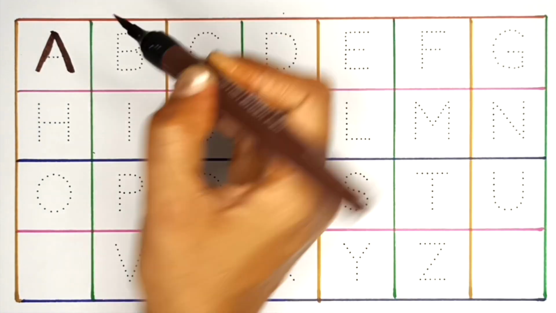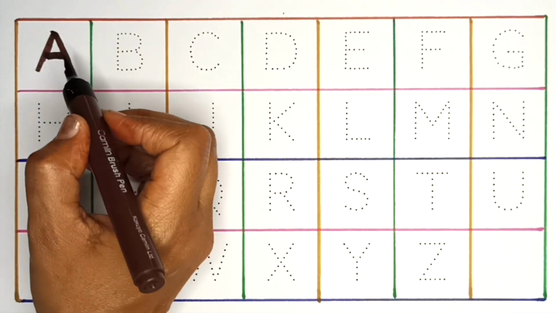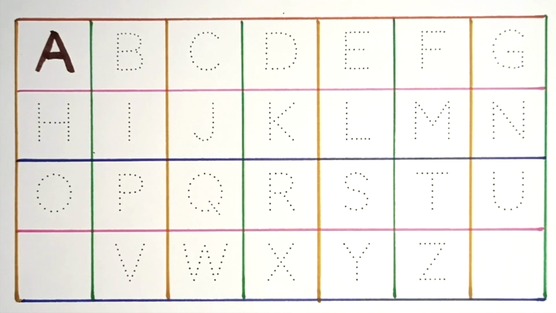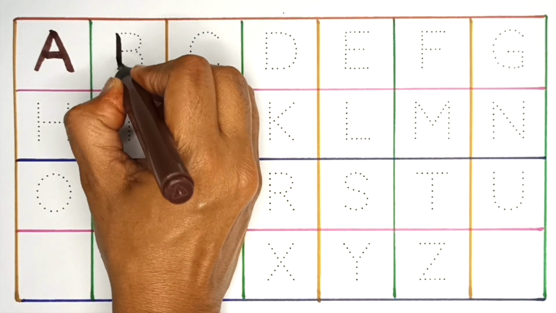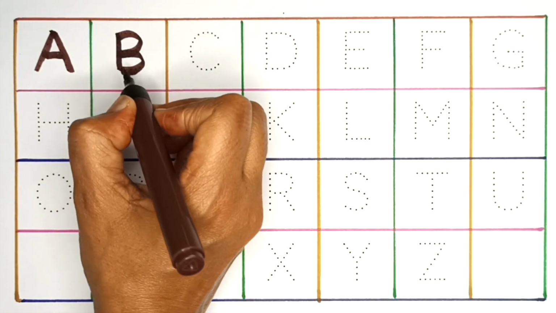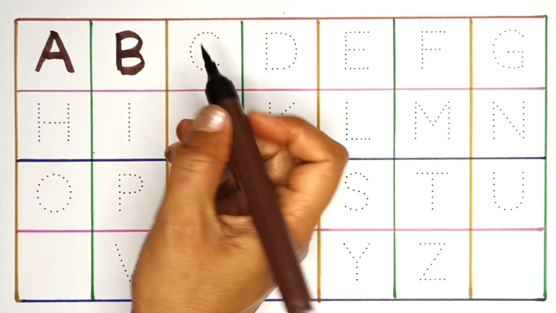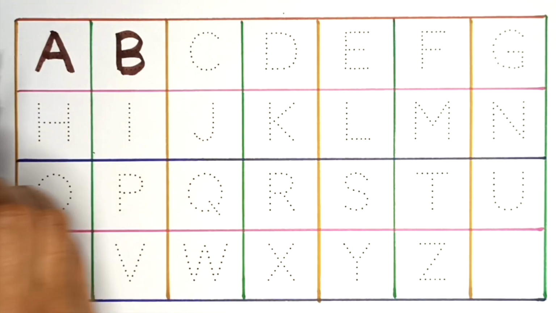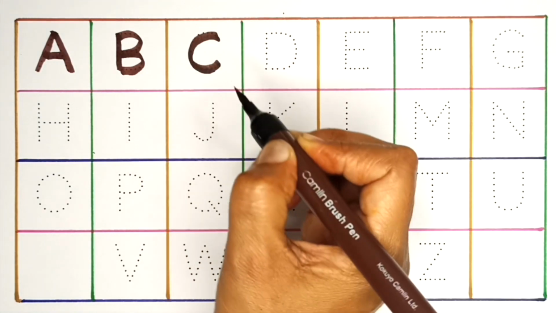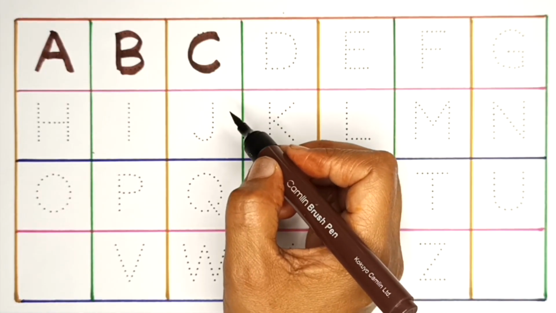A, A for apple, A. B, B for ball, B. C, C for cat, C.